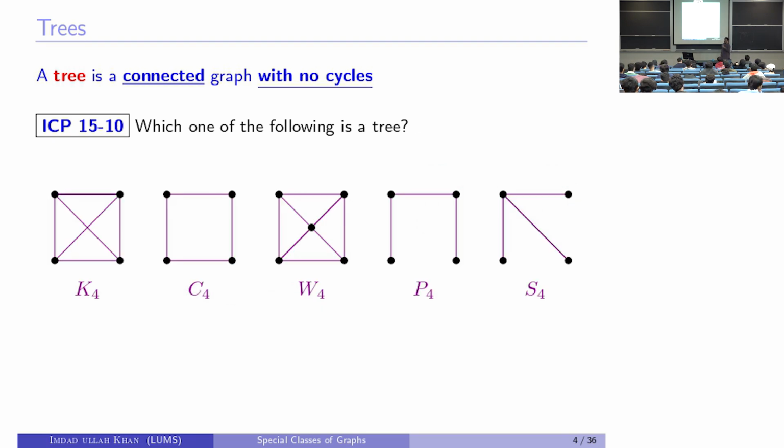Okay, among these, which of them are trees? These are the graphs that we studied earlier. Is K4 a tree? Is K4 a tree? Why not? Where is the cycle?